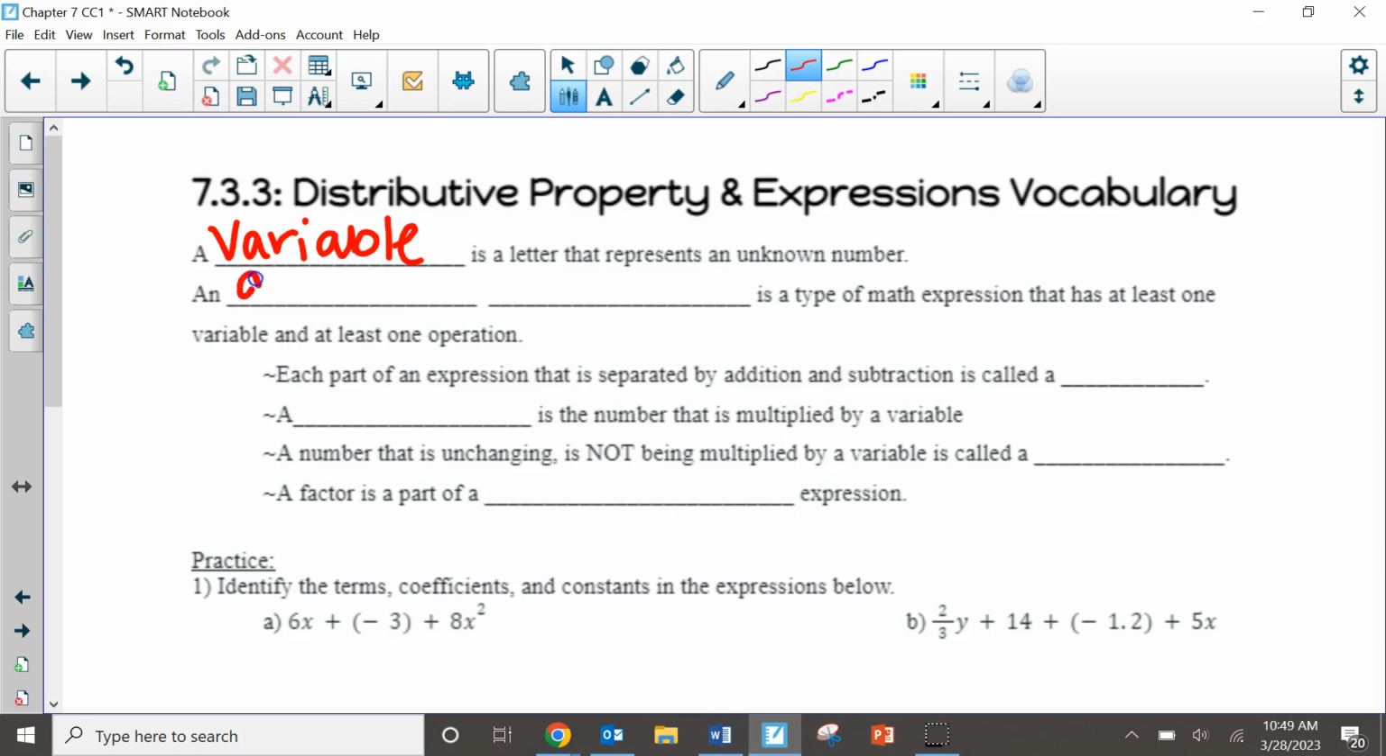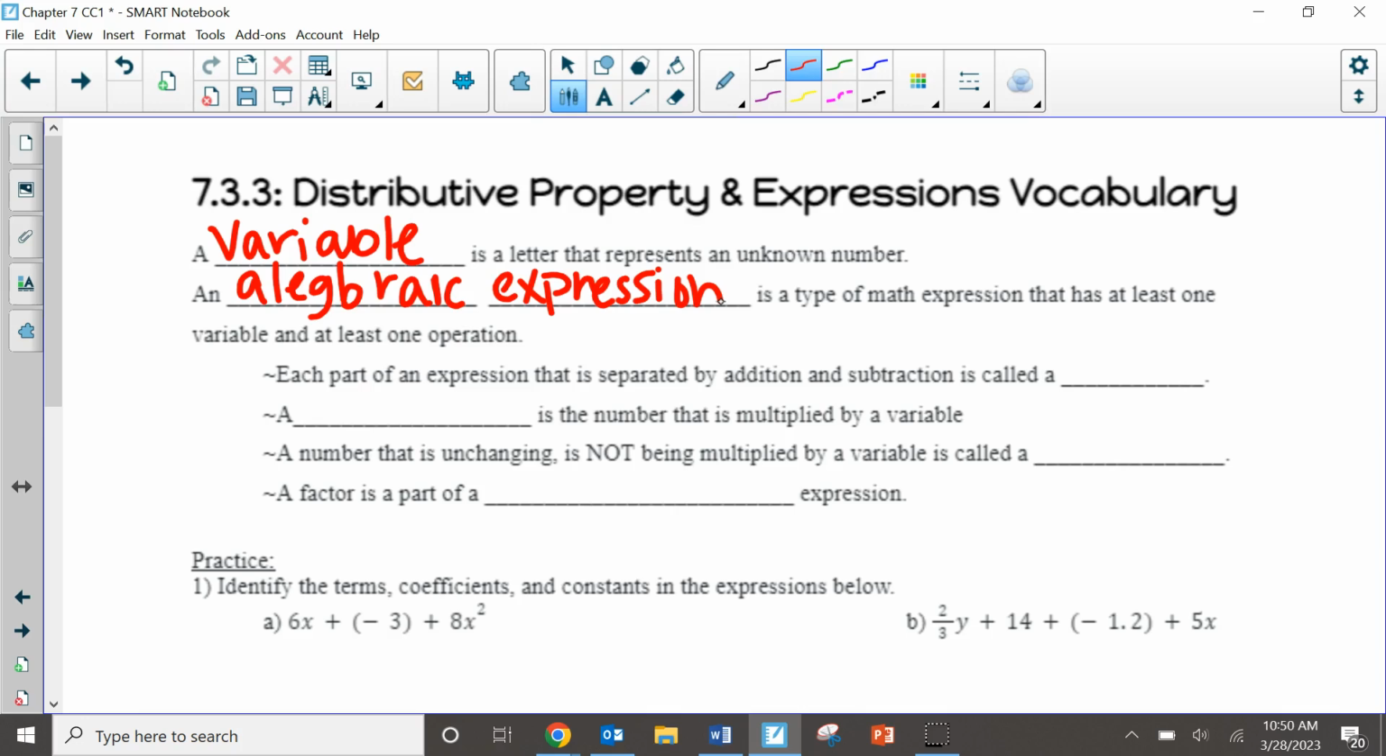An algebraic expression is a type of math expression that has at least one variable and at least one operation. So essentially, an algebraic expression has a variable, so it could contain X, Y, or Z, or any letter really, and then it's adding or subtracting or multiplying or dividing something, okay? And remember, an expression does not have an equal sign, okay? That is an equation.